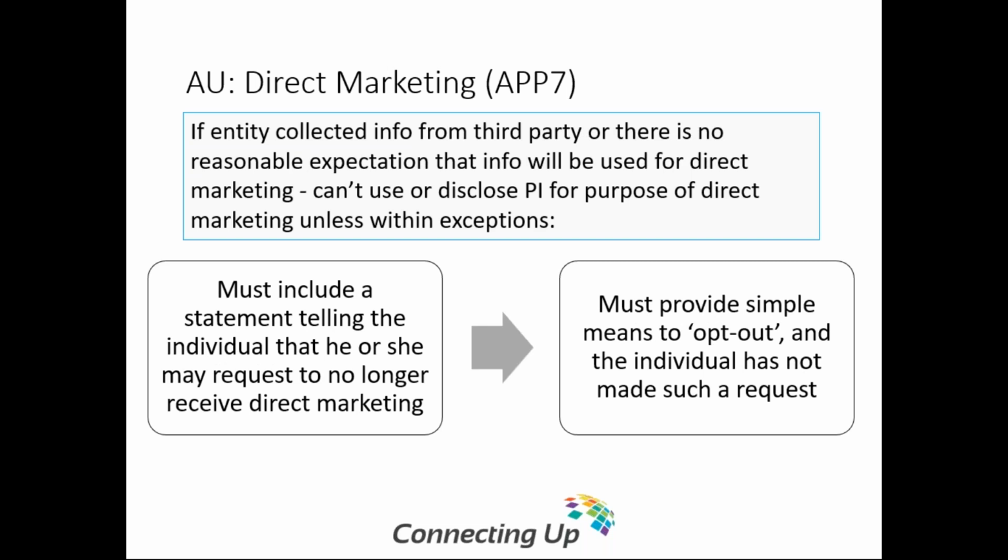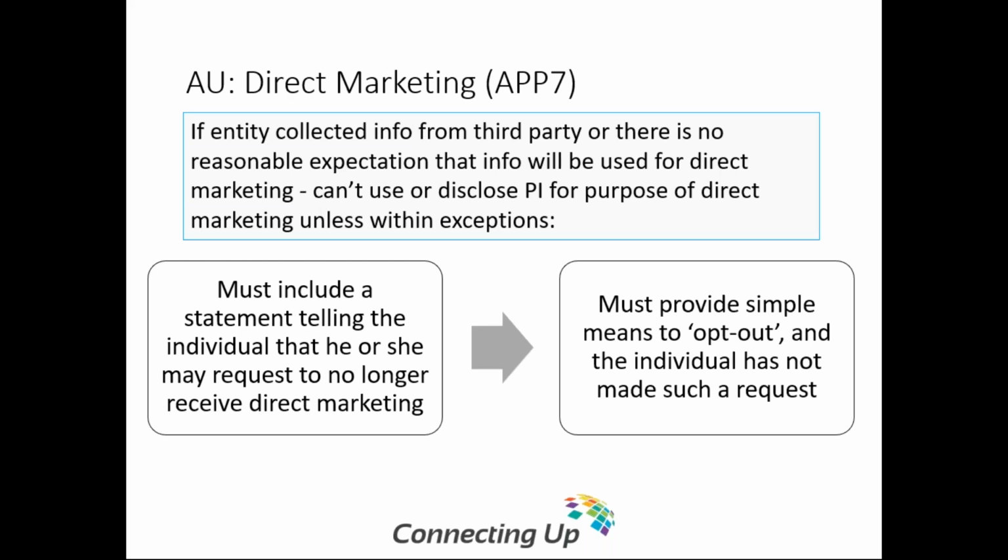If you collected the information indirectly, and that might be where, for example, you have been given the names by a third party, where you might have run an event with a third party, or where another organisation has shared the information with you, or you have gathered the information yourself from LinkedIn, for example, then there is no reasonable expectation that information is going to be used for direct marketing.